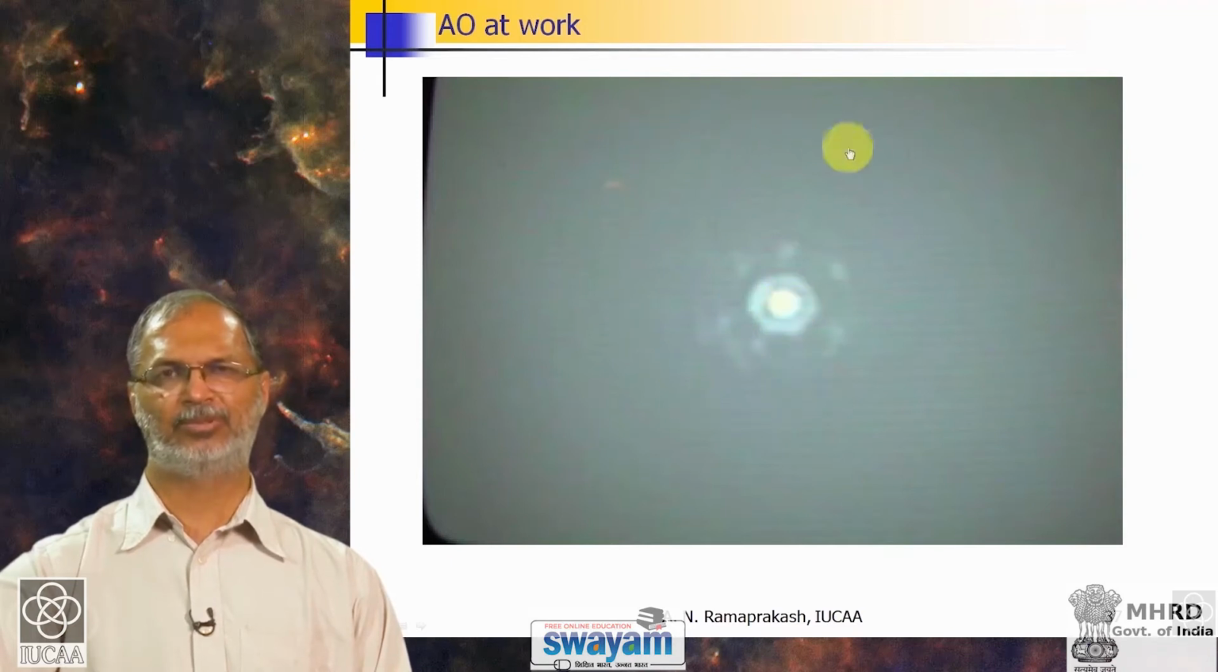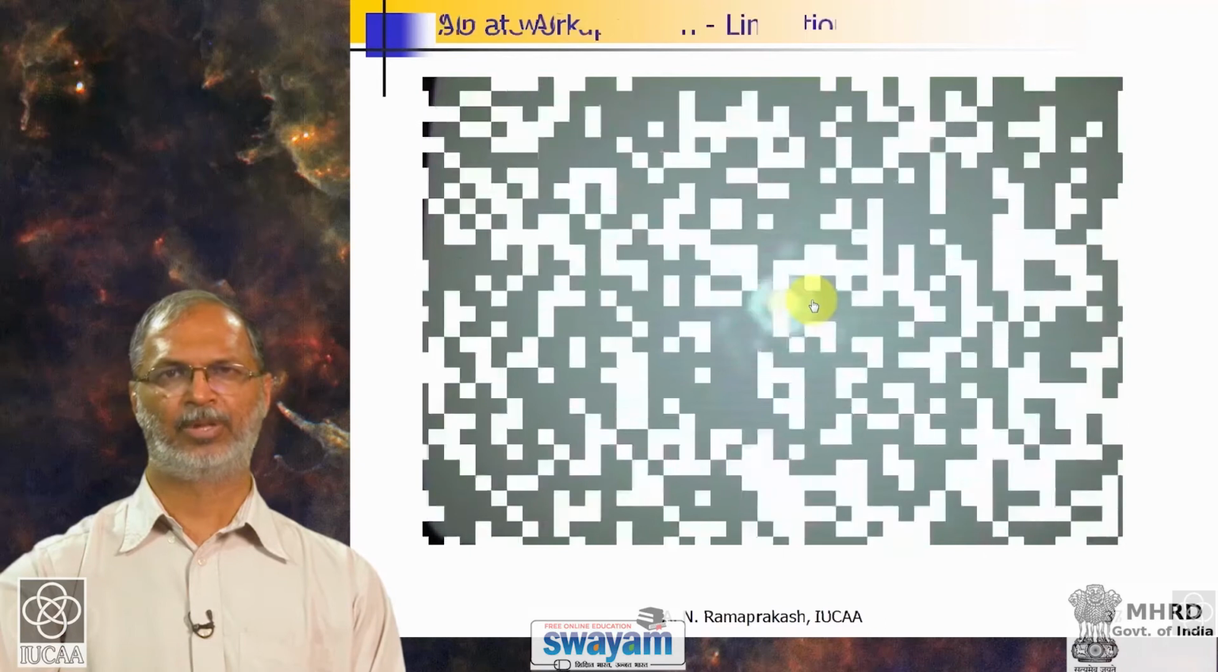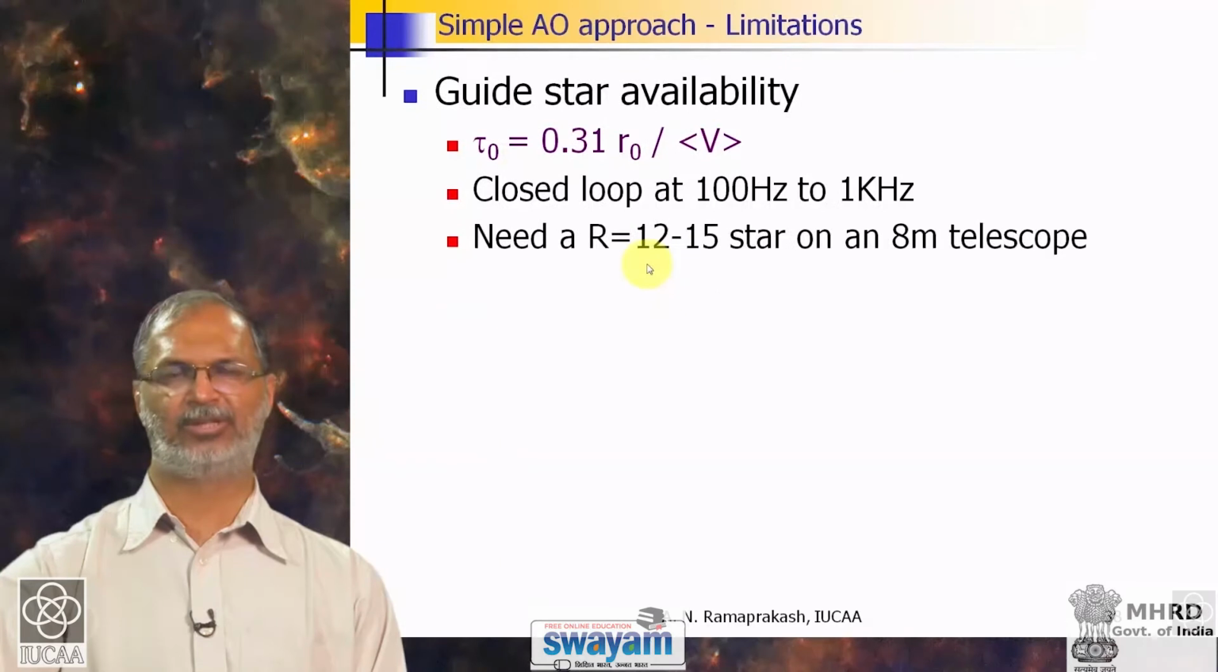So, earlier the light was spread over a large area as it passes through the atmosphere, and the adaptive optics system compensates for that effect and puts all that light back together into a tight Airy disk pattern as shown here. So, that is a simple approach for an adaptive optics system. In practice there are various issues one has to deal with.